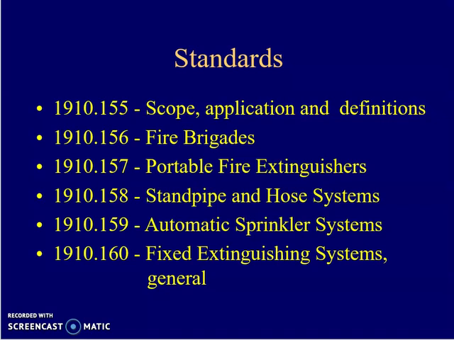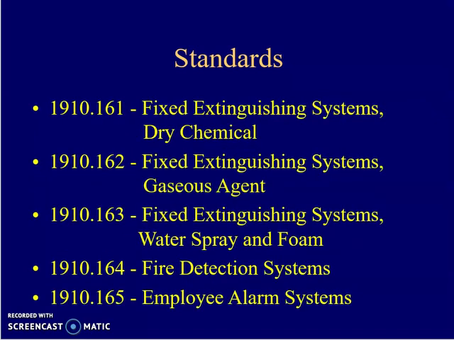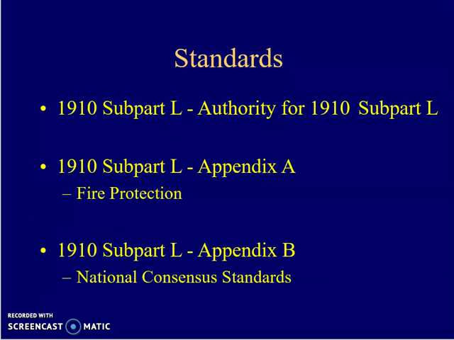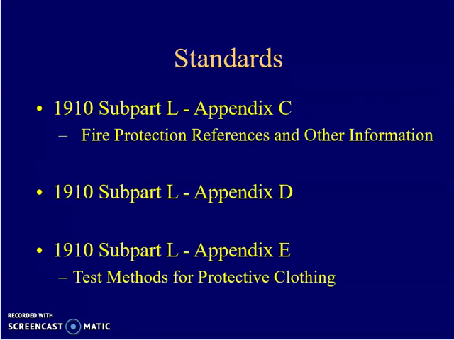1910.155 pertains to the scope, application, and definitions of this fire protection standard. Then we have standards that are specific to fire extinguishers, standpipe and hose systems, automatic sprinklers, and fire extinguishing systems in general. And then it gets a little bit more specific. Then we start talking about the different subcategories of fire extinguishing systems, such as dry chemical systems, gaseous state systems, and employee alarm systems. Then we talk about the different appendices that are encompassed under this standard, which are listed here.